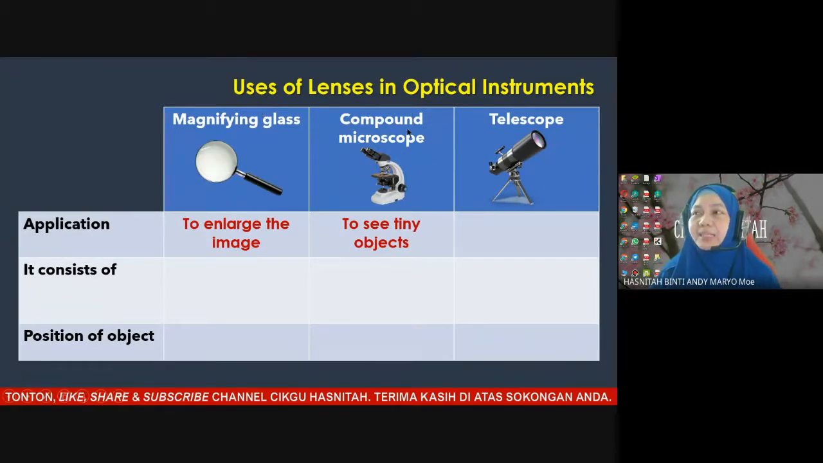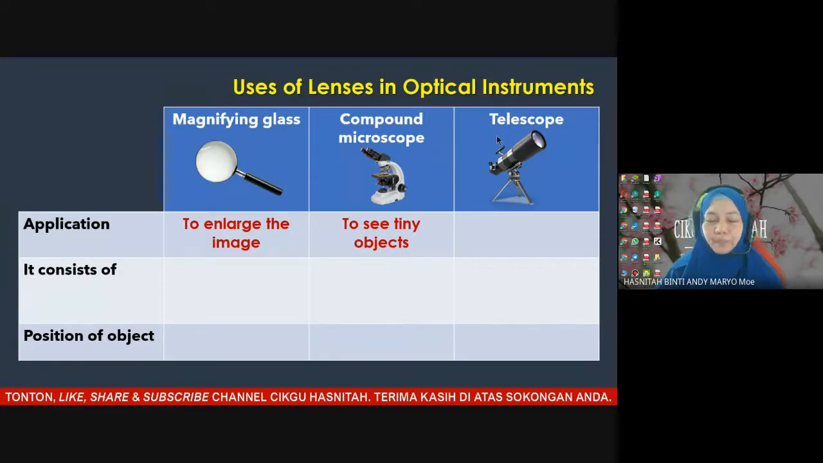Meanwhile, this is the normal microscope we are using in a laboratory. It is called a compound microscope. The structure is more complex compared to a magnifying glass. And then what is the telescope used for? Yeah, microorganisms. You can see microorganisms, viruses, bacteria, and so on, protozoa, algae, and fungi using a microscope.